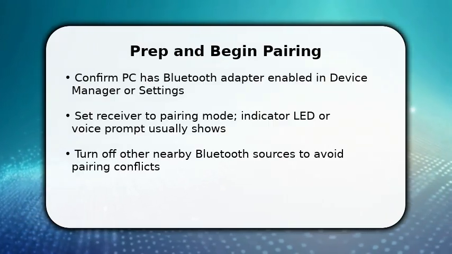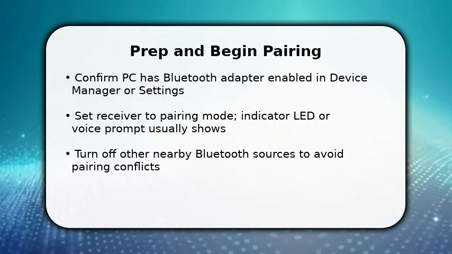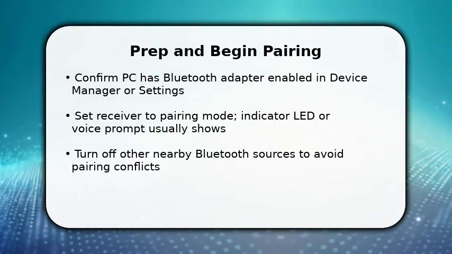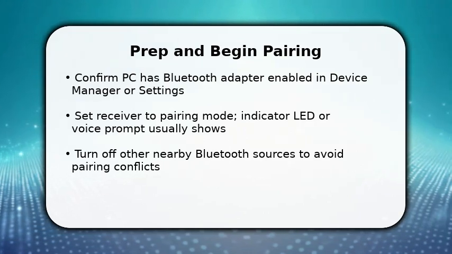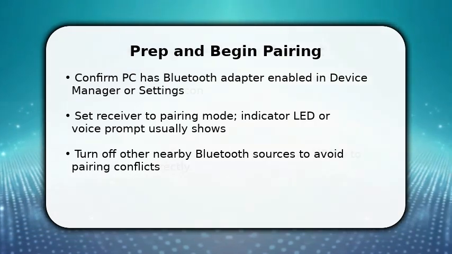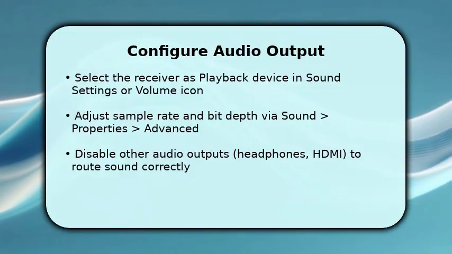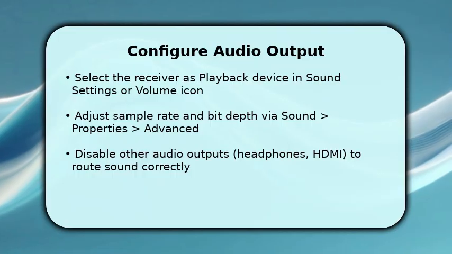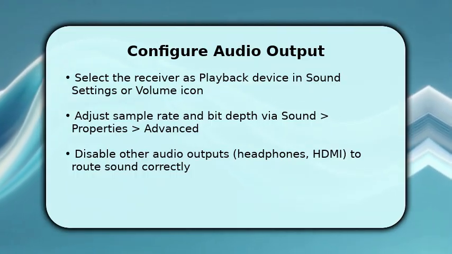If Windows prompts for a PIN, try 0000 or 1234. Those are common. You're now ready to select the receiver from the PC's device list and initiate the connection. Once paired, choose the receiver as your default playback device so audio actually routes there. Go to Sound Settings or right-click the volume icon and pick Playback Devices.